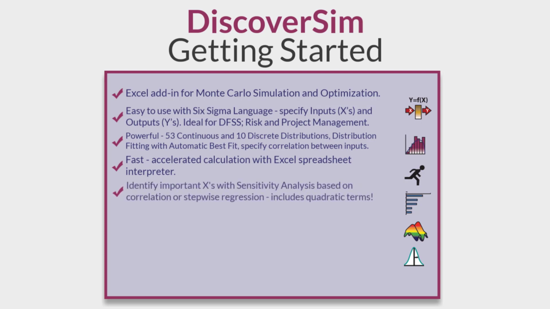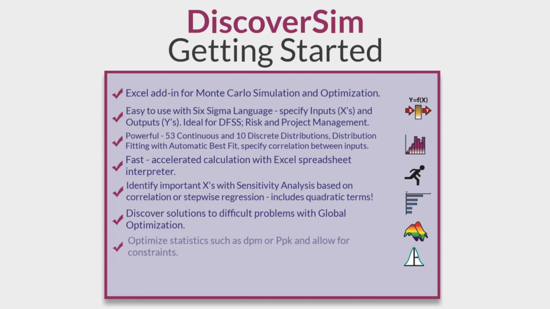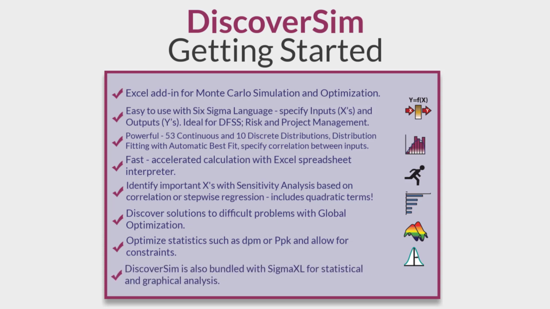Identify important X's with sensitivity analysis based on correlation or stepwise regression. Includes quadratic terms. Discover solutions to difficult problems with global optimization. Optimize statistics such as DPM or PPK and allow for constraints. DiscoverSim is also bundled with SigmaXL for statistical and graphical analysis.